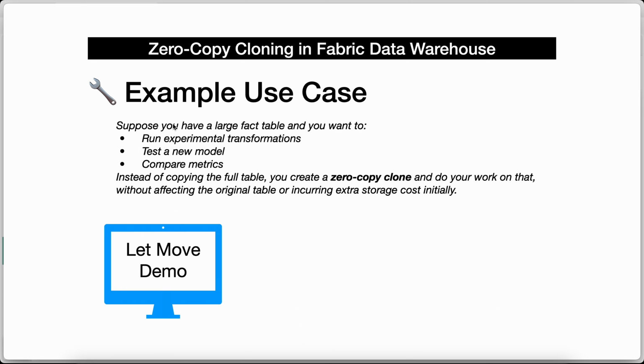So let's see an example use case. Suppose you have a large fact table and you want to run an experimental transformation, test a new model or compare a metric. Instead of copying the full table, you create a zero copy clone and do your work on that without affecting the original table and without incurring the extra storage cost initially. So now let's move to the demo on Microsoft Fabric.